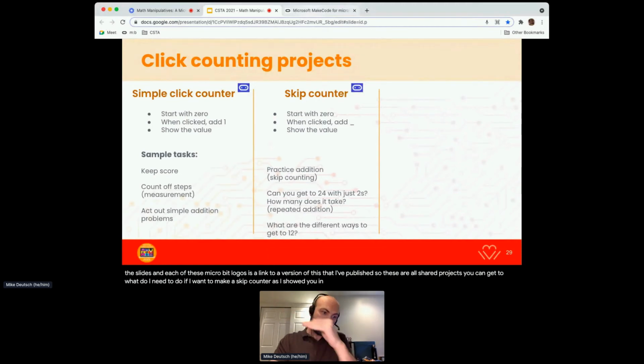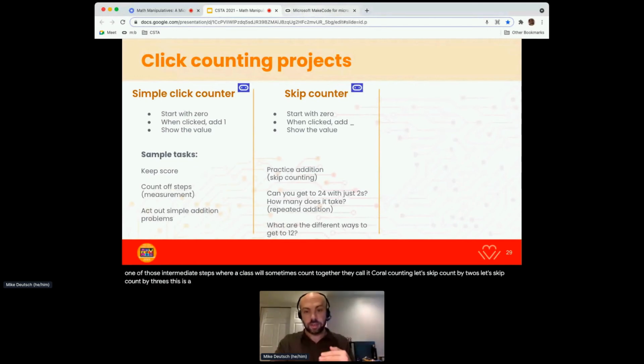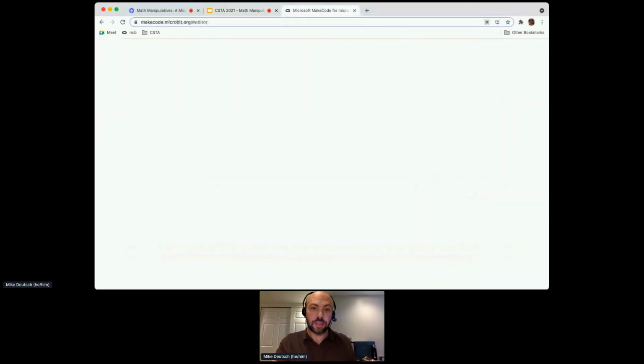As I showed you in the progression of math through elementary school, skip counting is one of those intermediate steps where a class will sometimes count together. They call it choral counting. Let's skip count by 2s. Let's skip count by 3s. This is a good reinforcing exercise to develop number sense. Well, you would start with 0. When a button is clicked, add some other number. It's not going to be 1 anymore. It's going to be whatever you want to skip count. And then again, show that value.